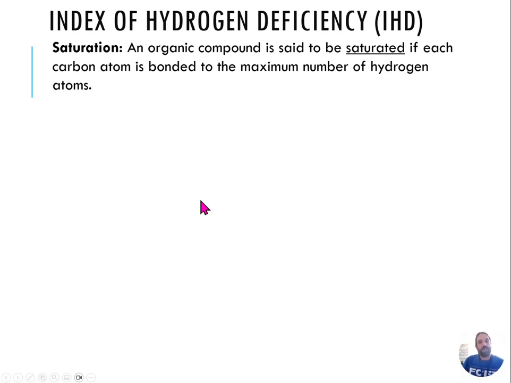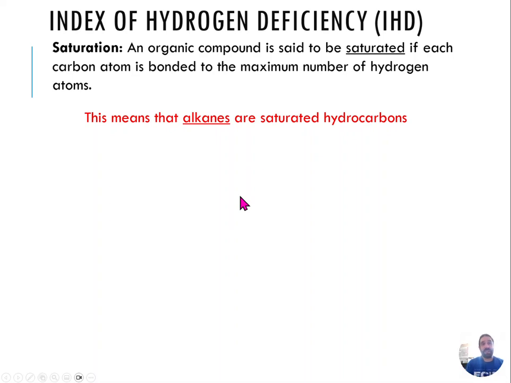All right, so the first thing we're going to talk about is this thing called Index of Hydrogen Deficiency, which is abbreviated with the acronym IHD. Now, saturation to most people generally means soaked with water, full of water. But the term saturated really just means full. So an organic compound is said to be saturated when each of the carbon atoms is bonded to the maximum number of hydrogen atoms. In other words, full of hydrogen.